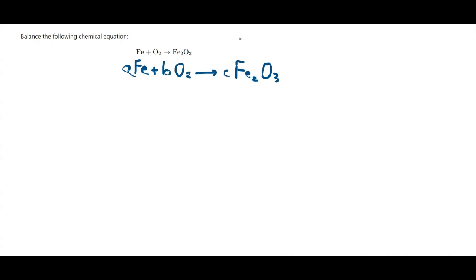I like to write things out, so I'll write here. So we have iron and oxygen. So we have A, number of iron in the left side. And don't forget to multiply the 2 here. So it becomes 2C. And for oxygen, it becomes 2B is equal to 3C.